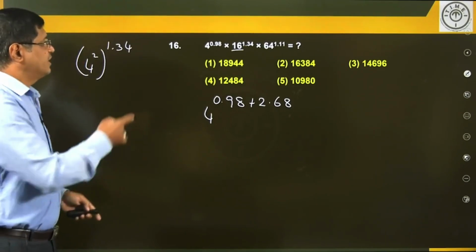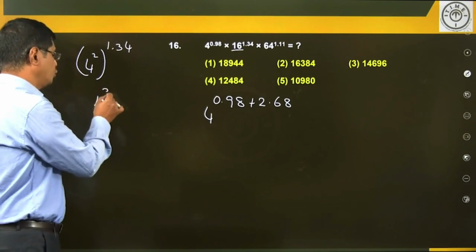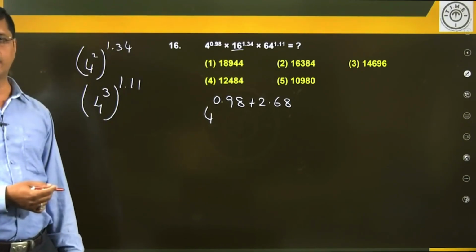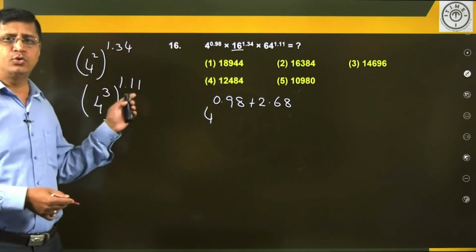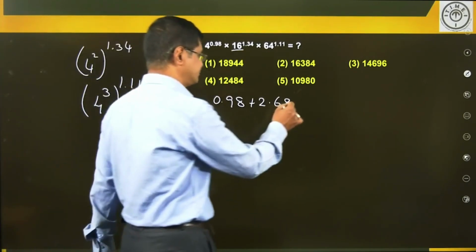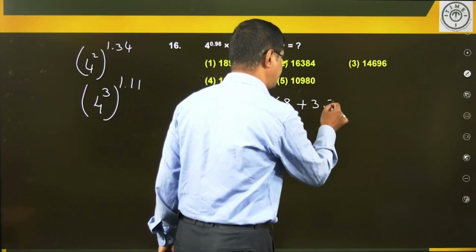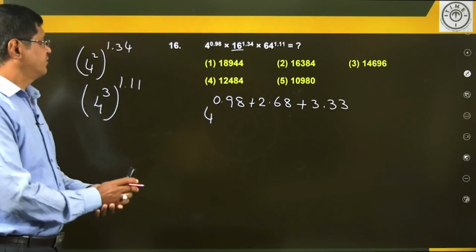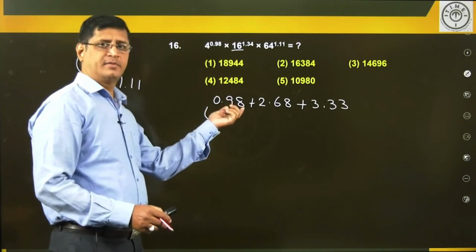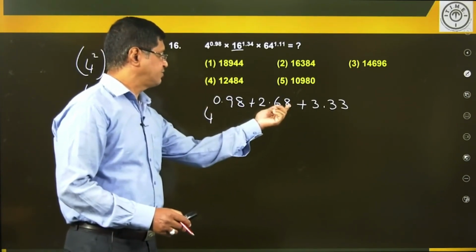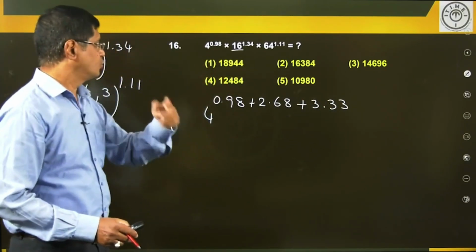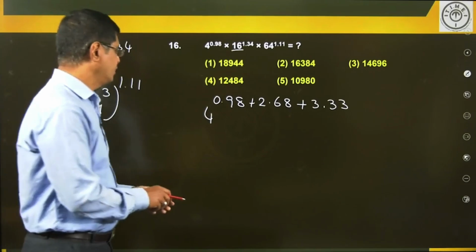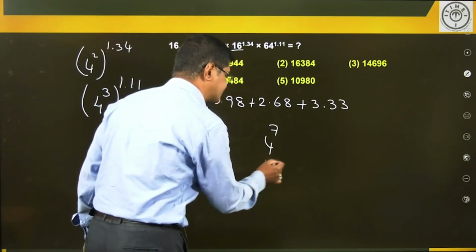Okay. Then what is the next? 64 means 4 cube. 4 cube whole power 1.11. So again, a power m whole power n means a power mn. So 3 into 1.11 is 3.33. Now just add all the values and simplify. Now, what is the nearest value? Just look at this one. It is close to 1. 0.98 means 1. By adding 0.68 to 0.33 results in 1. So 1 plus 3, that is 4. 4 plus 2 is 6. 6 plus 1 is 7. So what is the result? 4 power 7 is the answer.